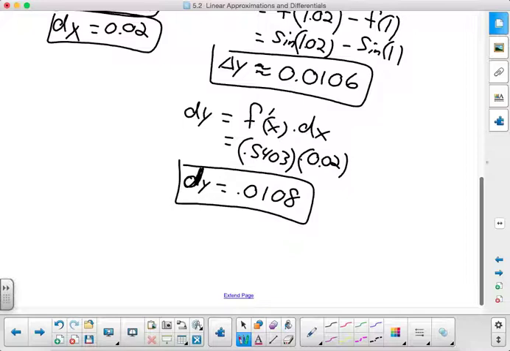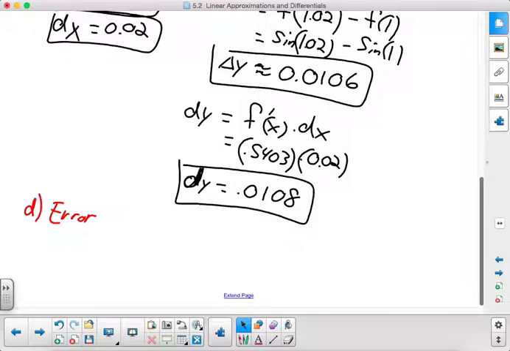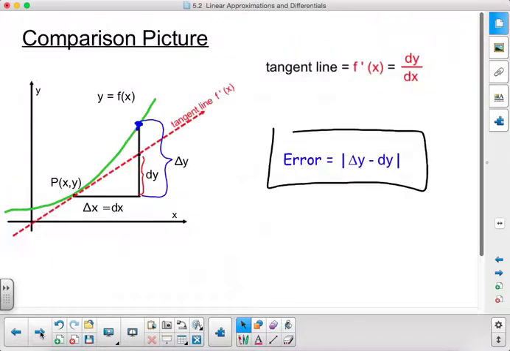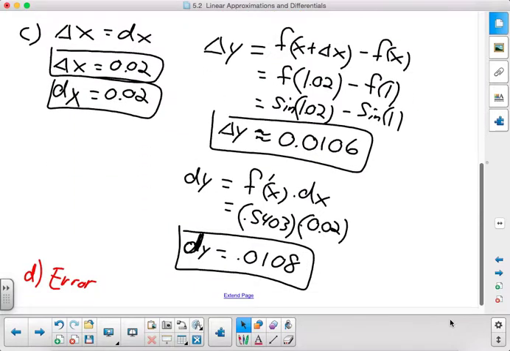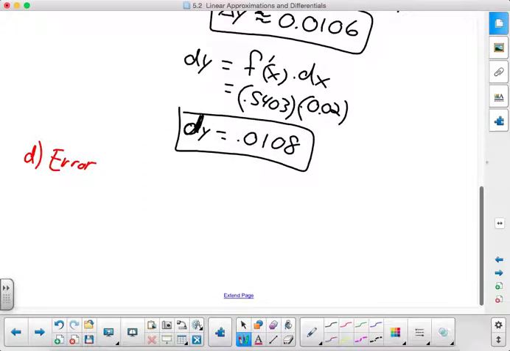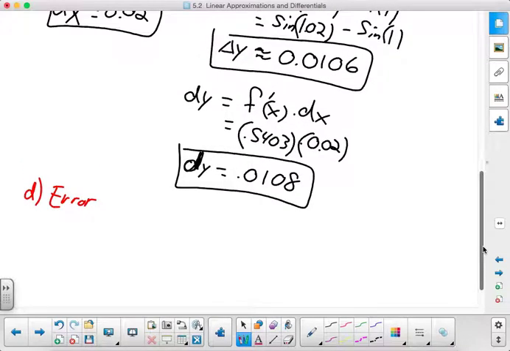Now we just got a funny error. How far apart are these? Because they should be different. Oh, do they have to be different? The only time they wouldn't be different is if your function was a line. They would do the same thing. How would I find my error now? Part D, last piece. Where does my error come from? All this is just the difference between dy and delta y. It's always positive. So what is this error? What's the difference between these two? 0.0002.